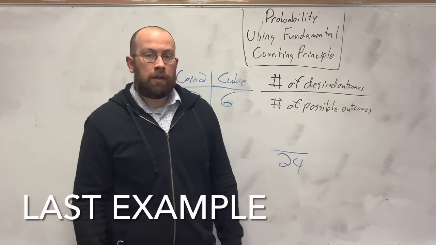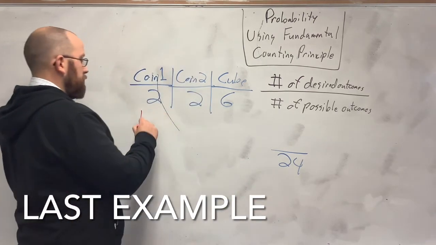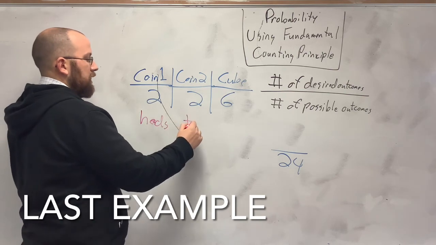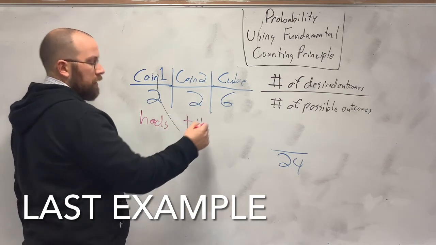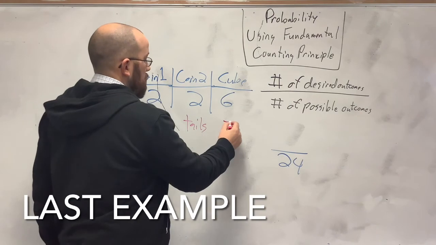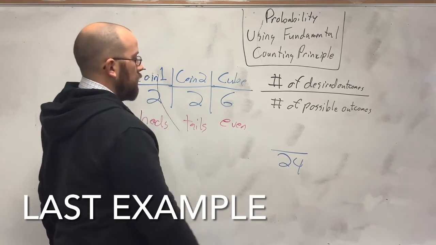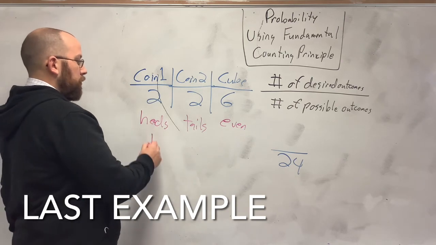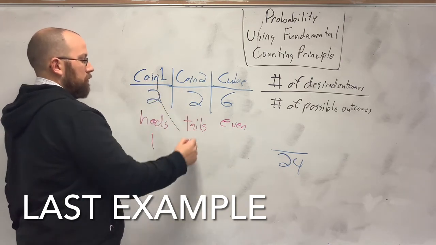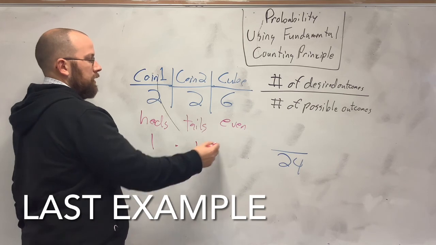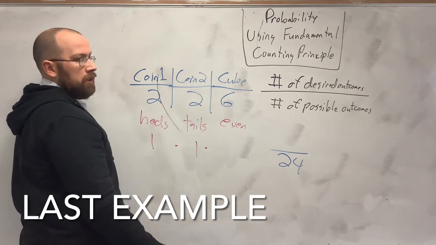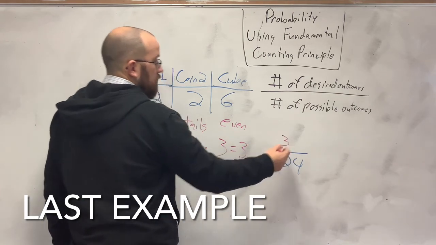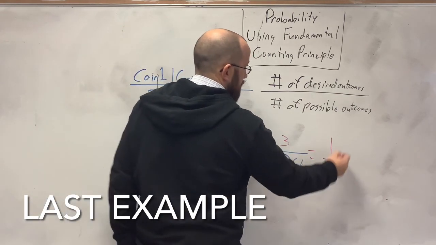All right, so I want to know the probability of my first coin flip going heads, the second tails, and then rolling an even number. I have a total of 24 different outcomes. Here, I have one chance of getting heads, one chance of getting tails. But then how many even numbers are on a cube? 3. 1 times 1 times 3 is 3. 3 over 24, which is 1/8.